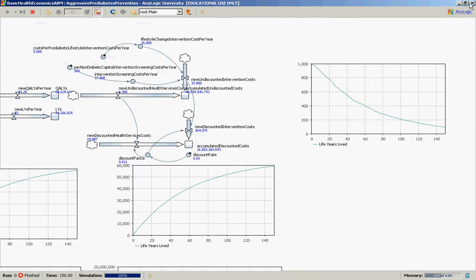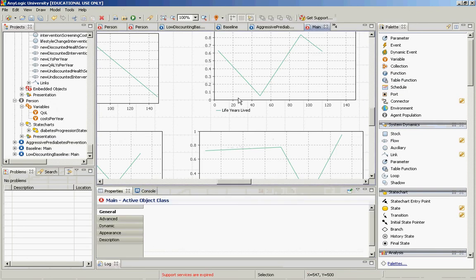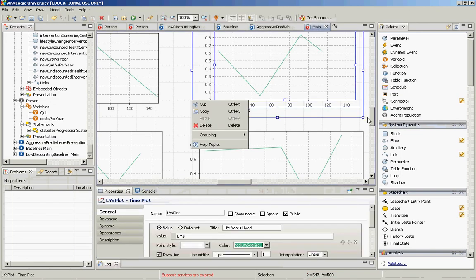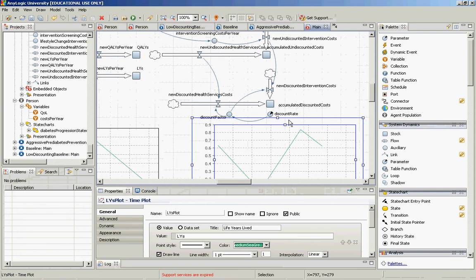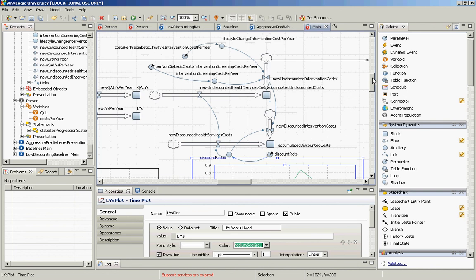So in short, we've fixed up these discounted costs so that they are reflective of systematic discounting of the undiscounted costs, including for both the intervention costs and for the health services costs.